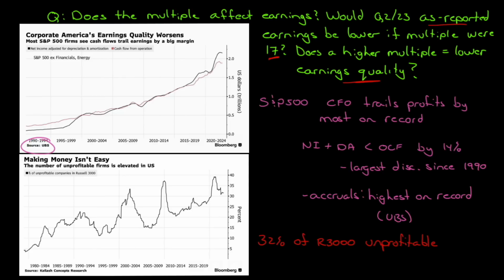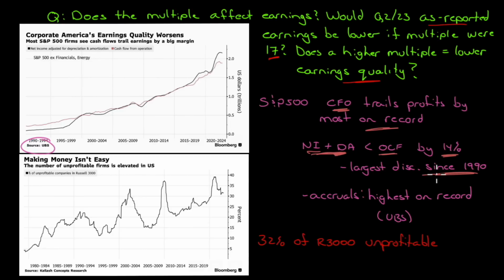Well, what do you think we see? S&P 500 cash flow from operations trails profits by the most on record. And this is how we judge earnings quality, is the amount of accruals. So you look at the difference between net income and cash flow from operations. Actually, you look at the difference between adjusted net income. So it's net income and you add back depreciation, and then you compare that to operating cash flow. And it has been less than operating cash flow by 14%, the largest discount since 1990. Earnings quality is at the worst that it's ever been.